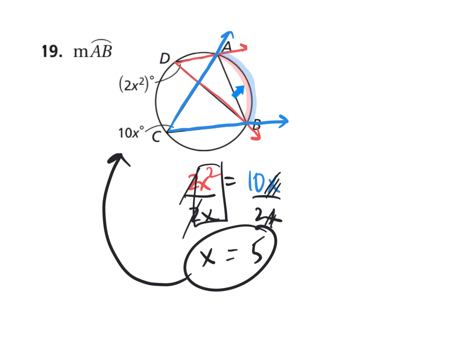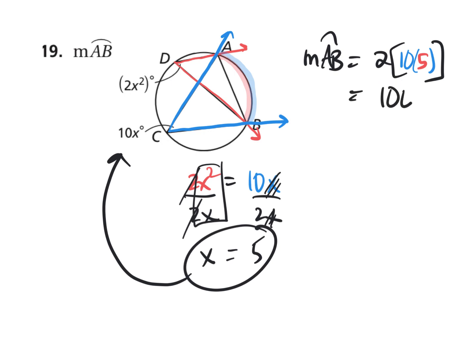the blue arc or the red arc. The blue arc is twice as big as the inscribed angle that intercepts it. So arc AB's measure is twice as big as 10x. And x is 5. Twice as big as 10x, which is 2 times 50, which is 100 degrees.